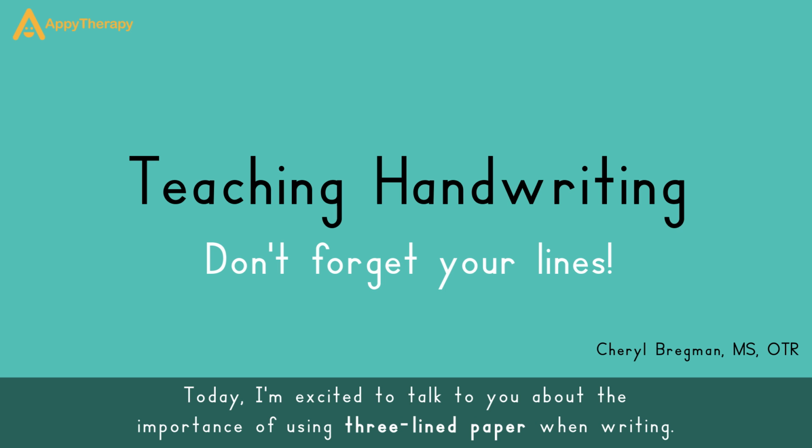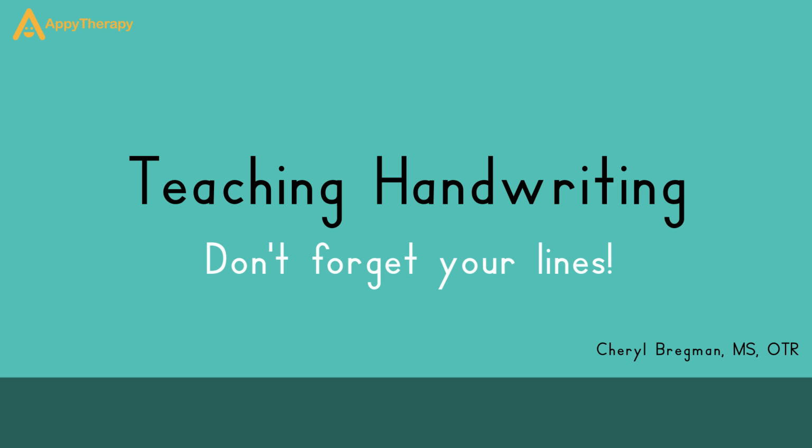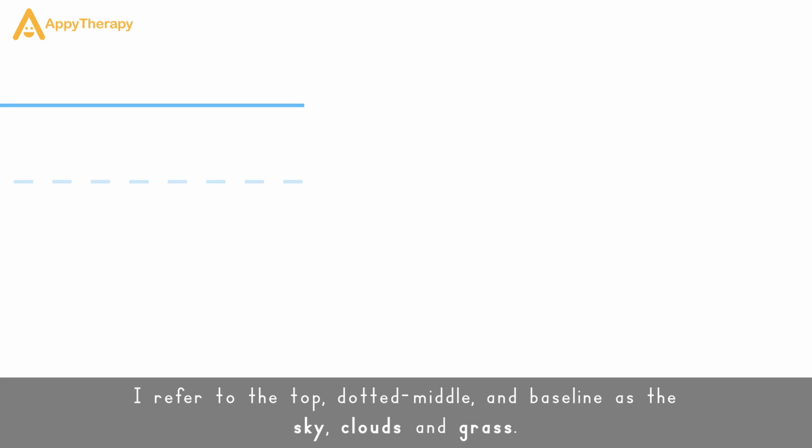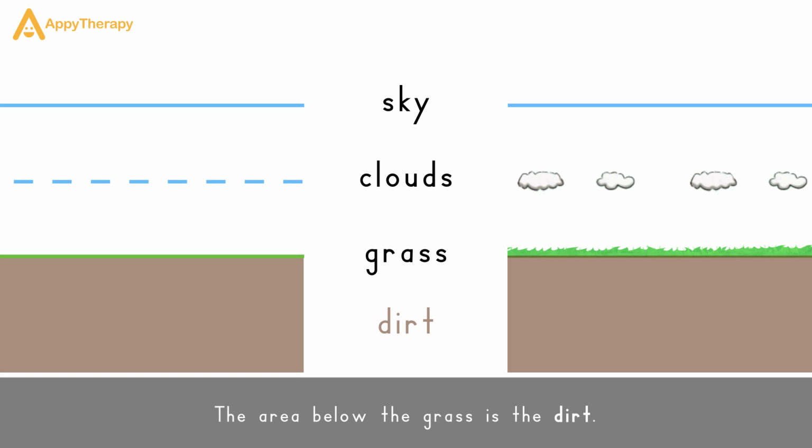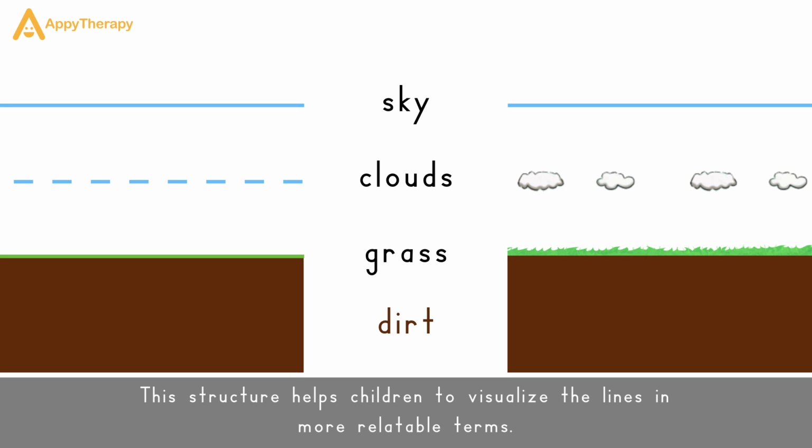Today, I'm excited to talk to you about the importance of using three-lined paper when writing. I refer to the top, dotted middle, and baseline as the sky, clouds, and grass. The area below the grass is the dirt. This structure helps children to visualize the lines in more relatable terms.